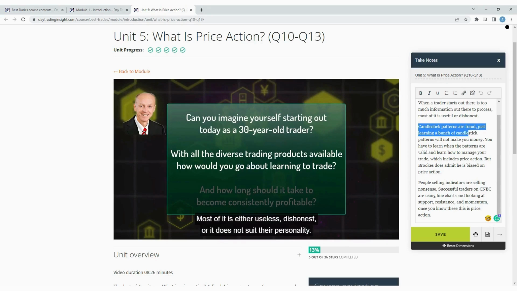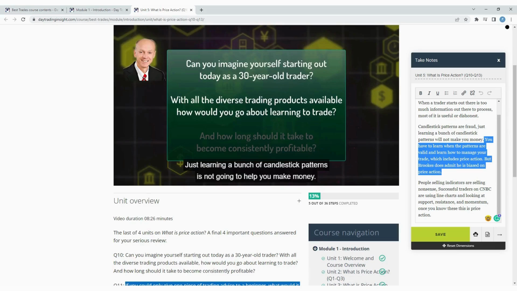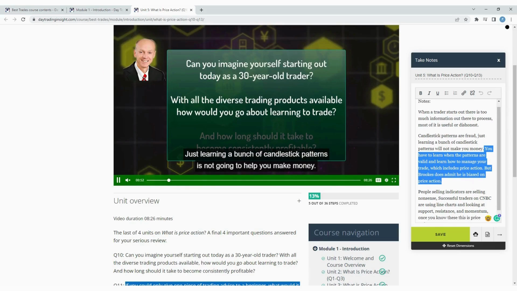Just learning a bunch of candlestick patterns will not make you money. Just learning off those patterns on a big chart that you'll see people sharing is not going to make you money. You have to learn when the patterns are valid, and learn how to manage the trades. Okay, this includes price action, but Brooks does admit that he's biased on price action. So most of his trading strategy is based on price action.